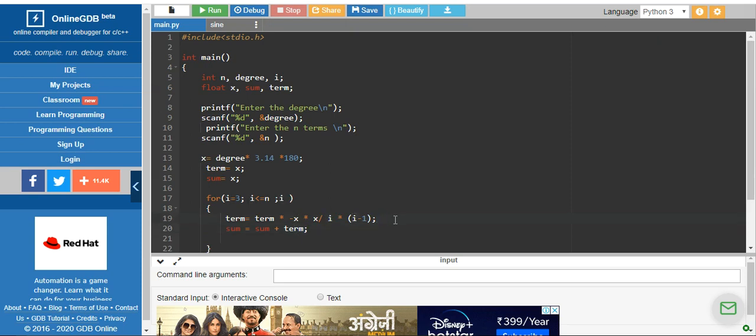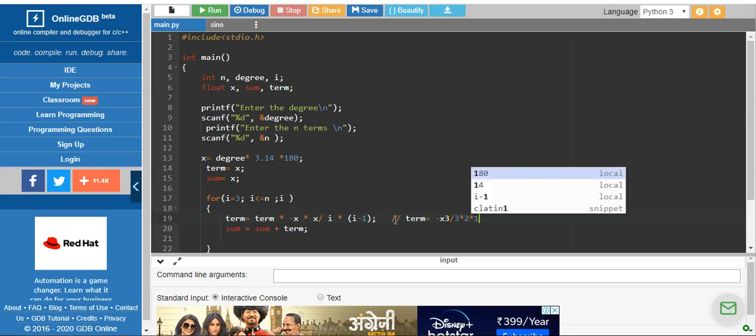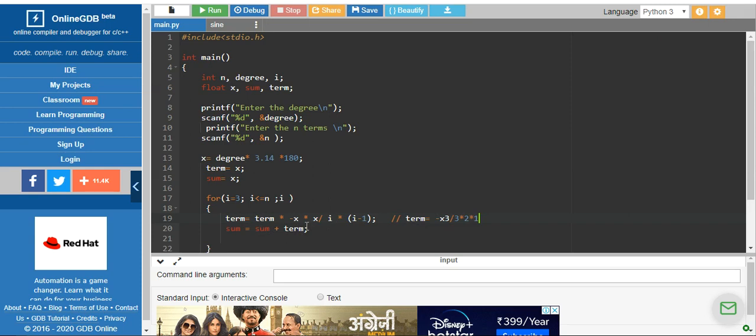Currently the term value would be minus x cube divided by 3 into 2 into 1. Now I will add the sum value with sum plus term, x minus x cube you have got. Now in order to repeat this set of statements till n terms, again I have to calculate these two set of statements. So what is the current value of term already? Minus x cube by 3 factorial.